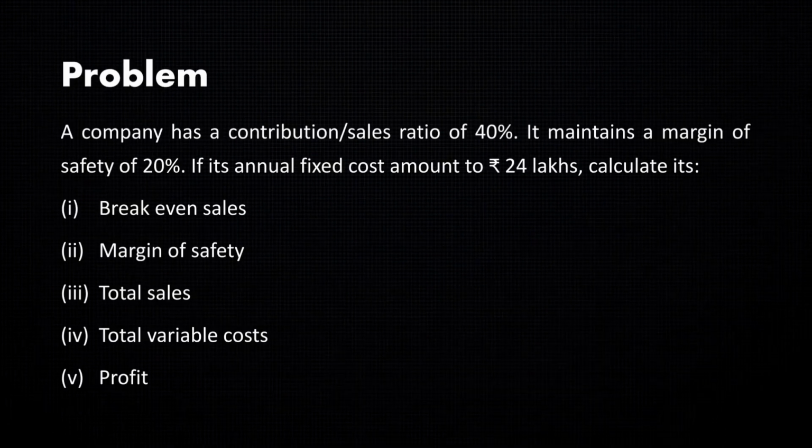So the next problem: a company has a contribution by sales ratio of 40%. It maintains a margin of safety of 20%. If its annual fixed cost amounts to 24 lakhs, calculate first the break-even sales, second the MoS (margin of safety), third the total sales, fourth the total variable cost, and the last one, the profit.